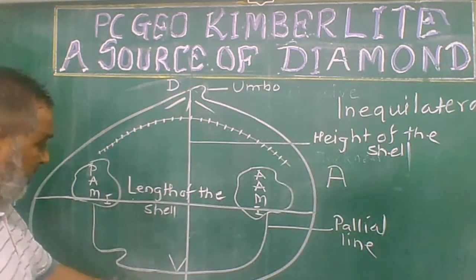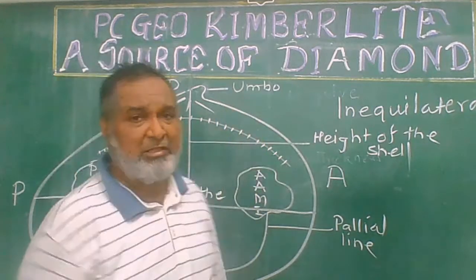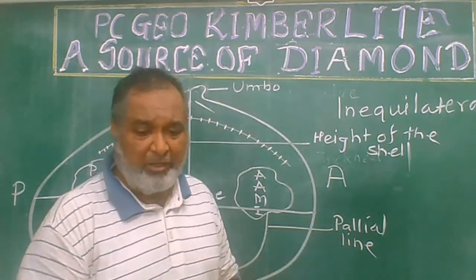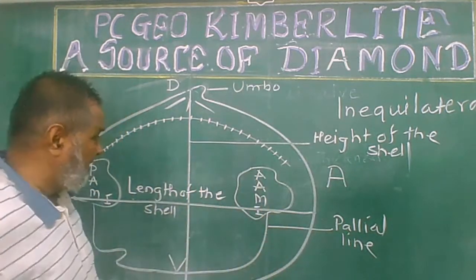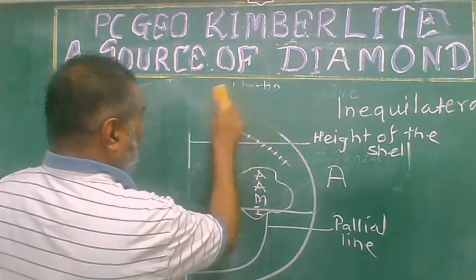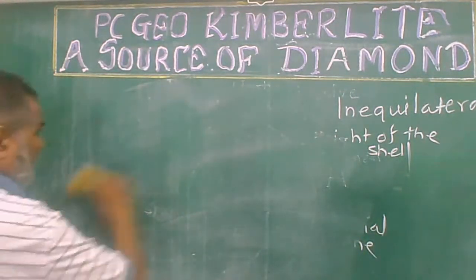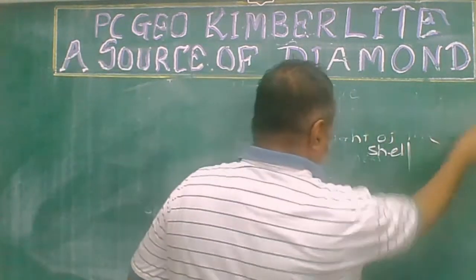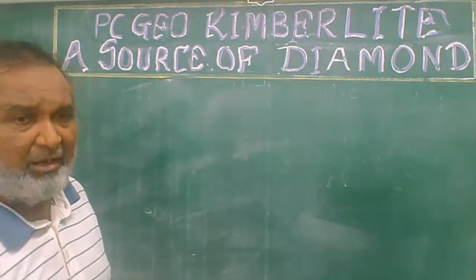This is the height of the shell, this is the length of the shell, and left to right, this is the breadth or width of the lamellibranch. Is this clear now? Yes. I'll write it out, then again we'll go with the same diagram. So here we are seeing the inequilateral, then the height of the shell and the length of the shell.